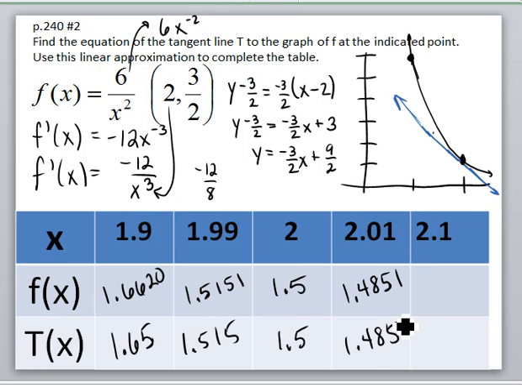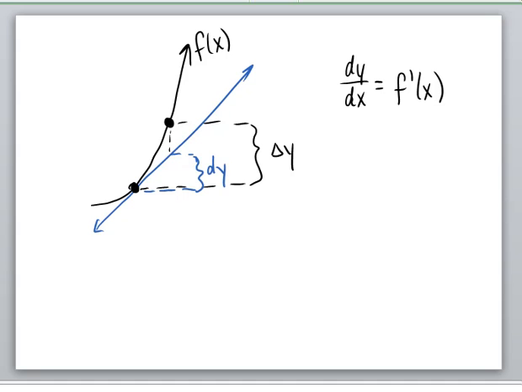Notice how these are very, very close. And that's what you can see in the graph, that there's very little difference between the tangent line and the function value. You'll do that one more time for 2.1, and of course there would be a greater gap between these two because we're getting further away. So the further away we get from that point, the greater our difference between the actual function value and that tangent line is. That's what we're doing when we're using differentials.